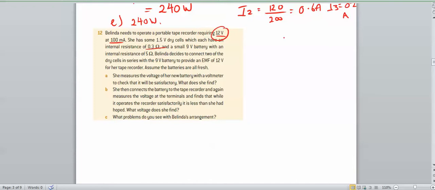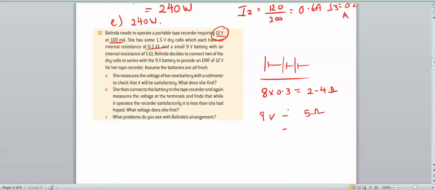8 of these in series is going to give her 12 volts. But each of those is going to have an internal resistance: 8 times 0.3 is equal to 2.4 ohms of resistance in lining up those. And she also has a small 9 volt battery with an internal resistance of 5 ohms. So she could have a 9 volt battery that has a resistance of 5 ohms, which then means that she'd have to have 2 resistors.